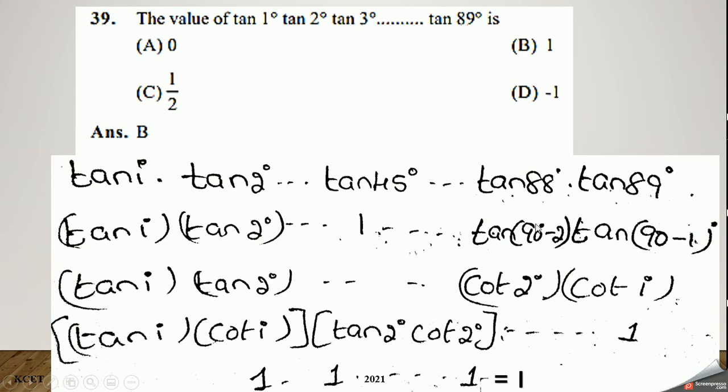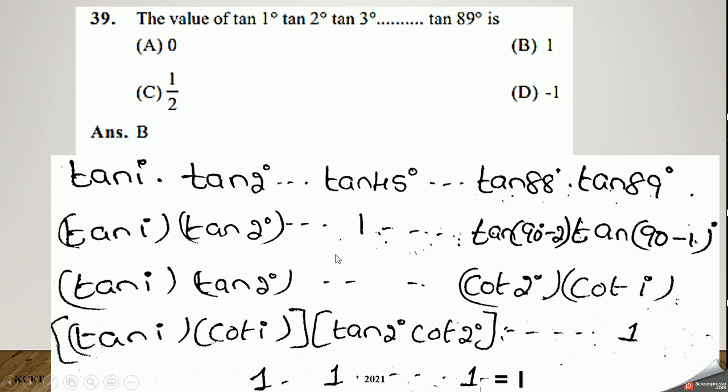Same way 88 can be written as 90 minus 2, and so on. And tan of 90 minus 1, that is 90 minus theta, you are going to get cot 1 degree. Same way tan of 90 minus 2, you are going to get cot 2 degree. I have substituted tan 45 as 1. So tan 1 degree into cot 1 degree, you are going to get this one.